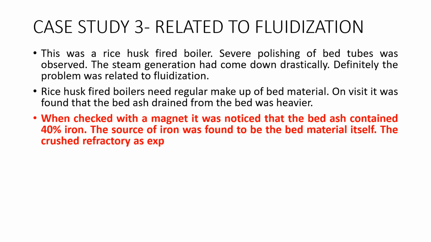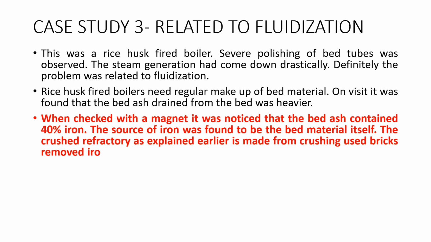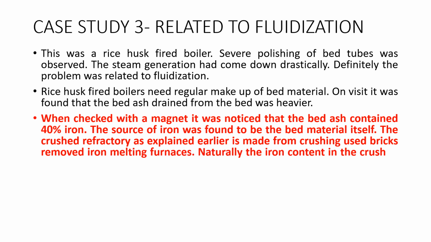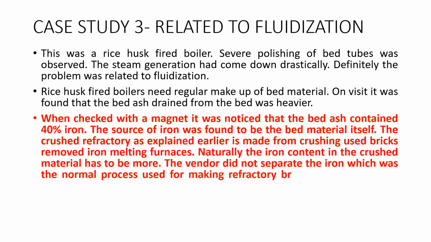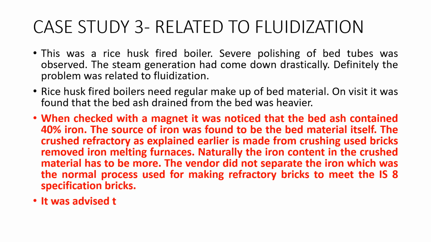The source of iron was found to be the bed material itself. The crushed refractory, as explained earlier, is made from crushing used bricks removed from iron melting furnaces. Naturally, the iron content in the crushed material has to be more. The vendor did not separate the iron, which was the normal process used for making refractory bricks to meet the IS-8 specification bricks. So it was advised to change the bed material to fine river sand.